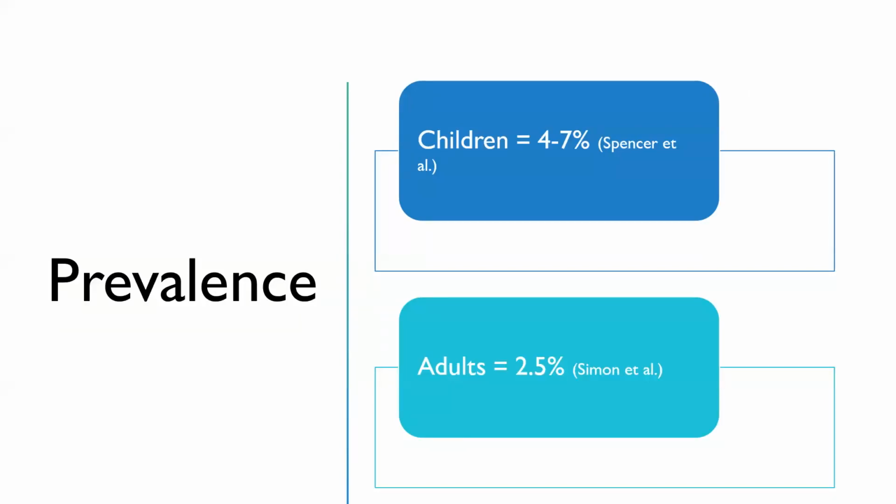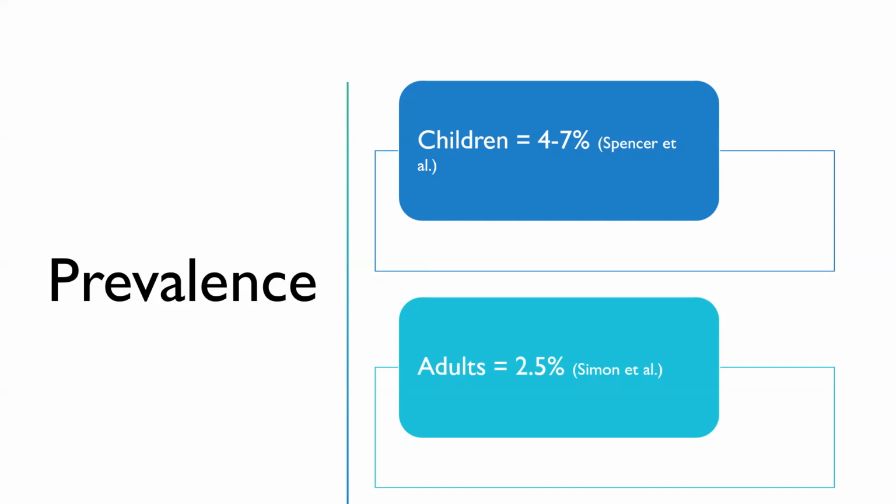And I want to shift gears now and talk a little bit about the prevalence of disease. So this is one of the questions that I asked you all earlier. In children, the prevalence is thought to be somewhere between 4 and 7% of the population have ADHD. And in adults, the estimated prevalence is around 2.5%. I'm not sure what you all would have guessed in terms of a number.